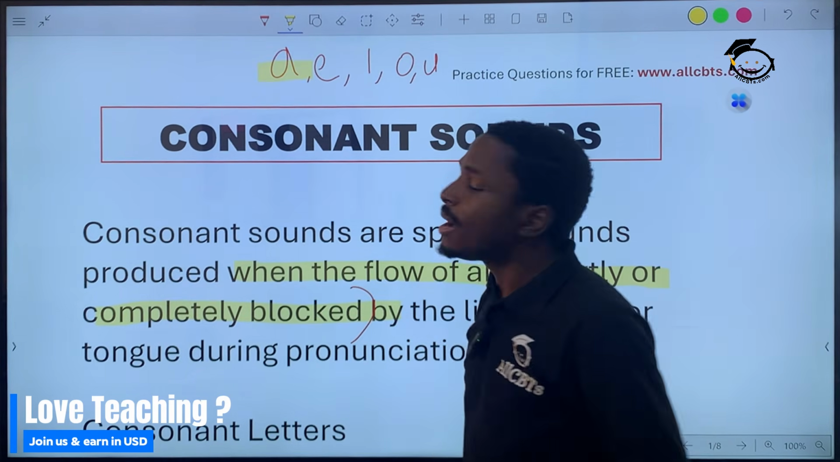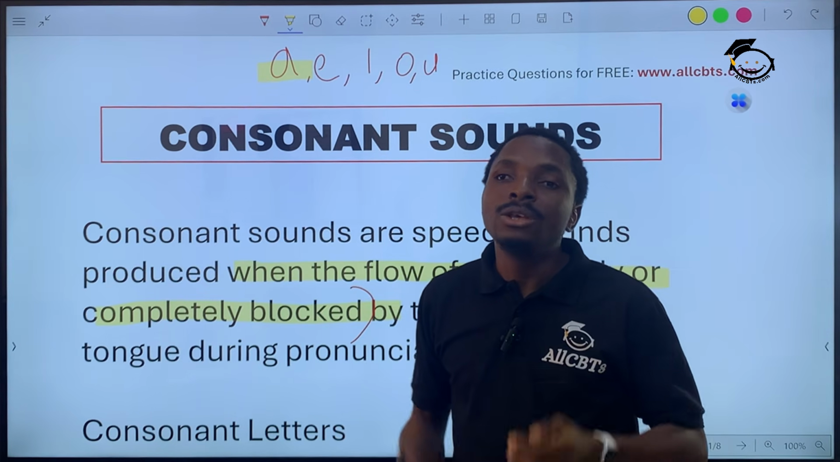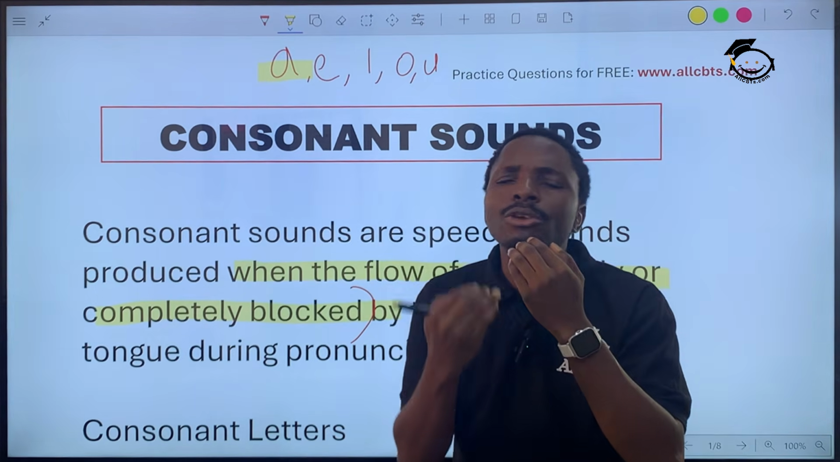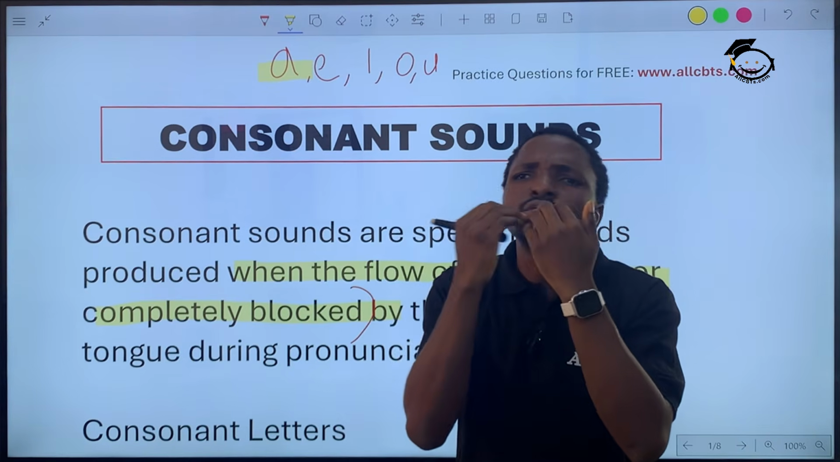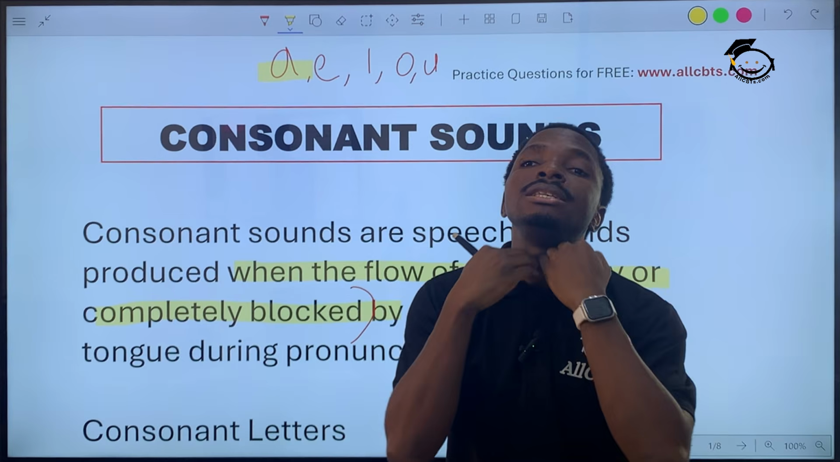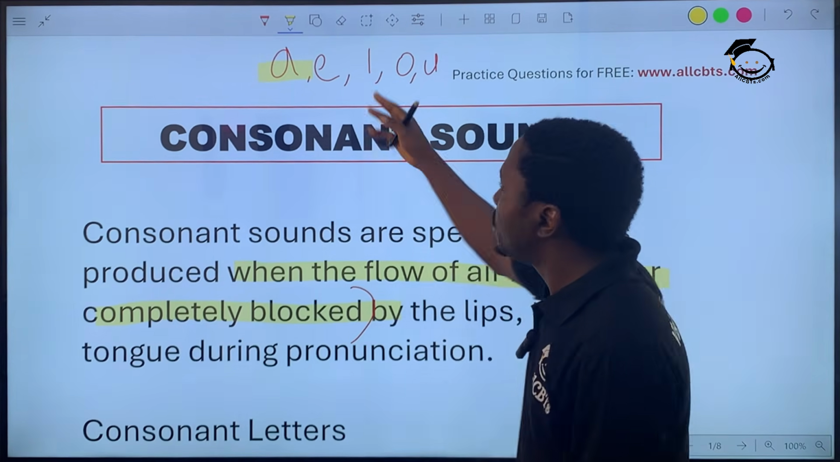The first one, you have A. You see the way the sound comes out when you pronounce it. Are you moving your lips? Is there anything blocking your lips? Is your tongue hitting any part? No. The sound comes from the inside of you out. A, you see. What about E?